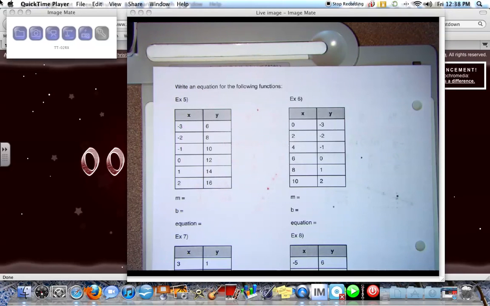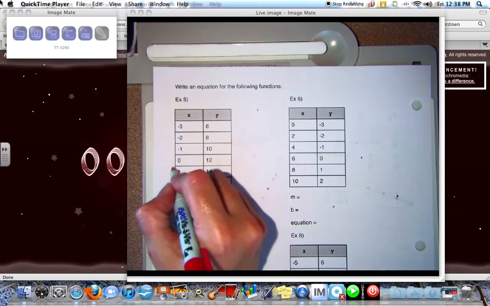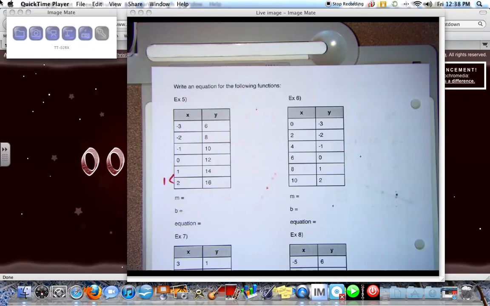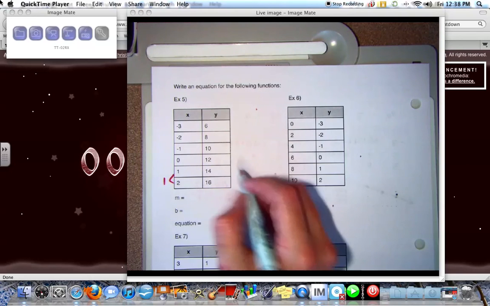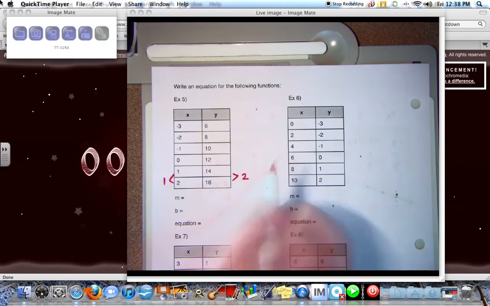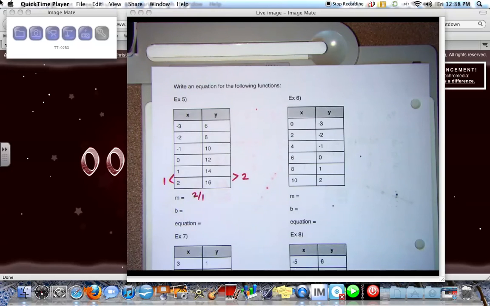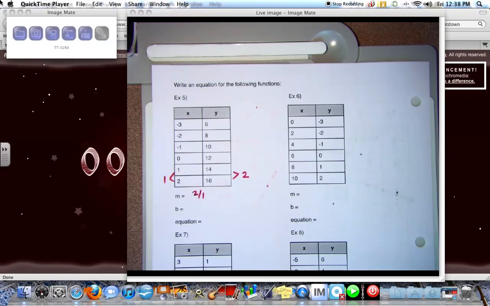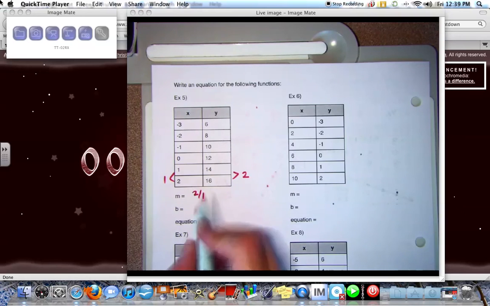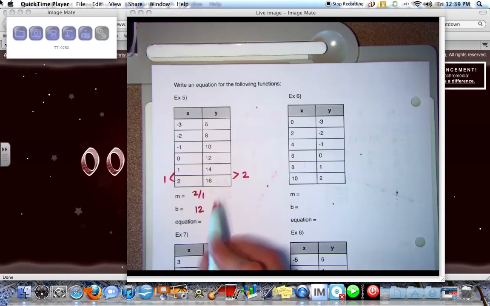What do you notice going on with the x's? They're increasing by 1. Okay? And the y's? Increasing by 2. So that means your slope would be what? 2 over 1. b equals 12. So your equation should be what? Y equals 2x plus 12. Okay?